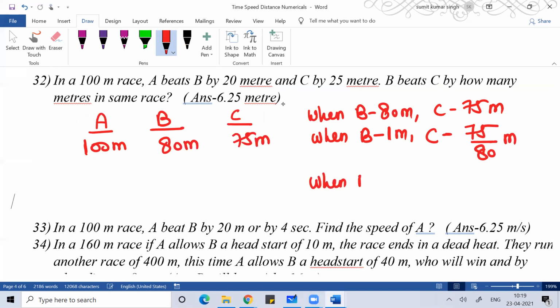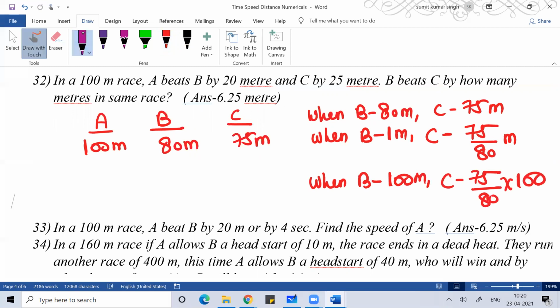Similarly, when B has covered 100 meter, then how many meters has C covered? 75 by 80, into 100. Solve this: this is 5 sir, this is 4 sir. You can find this value. So 75 5 sir will be 375. 375 by 4 meter.